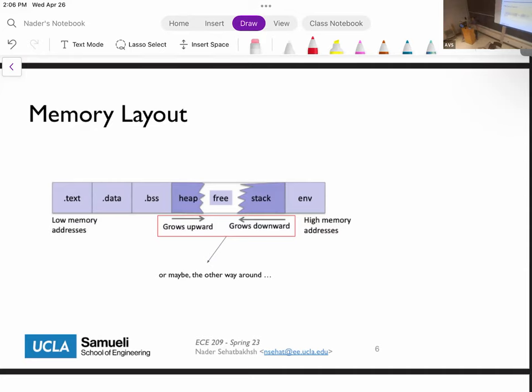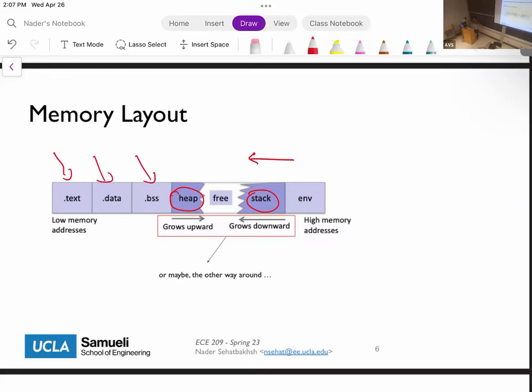So memory layouts, this is regular. Most modern systems have a memory layout like this per process. For each process, you have a copy of this over and over. You usually divide your memory into different sections. Each one is responsible for something. The important parts that you need to pay attention to are the heap and stack.